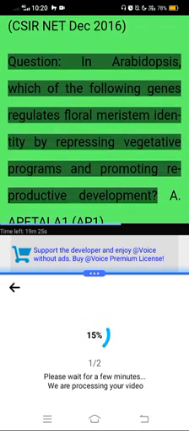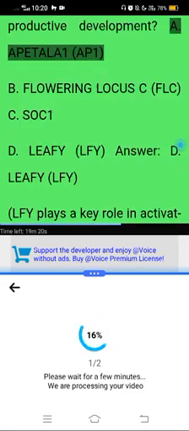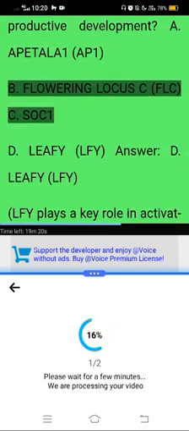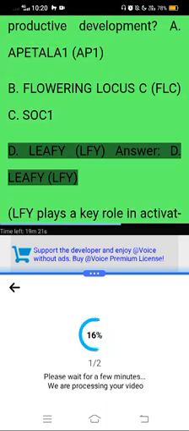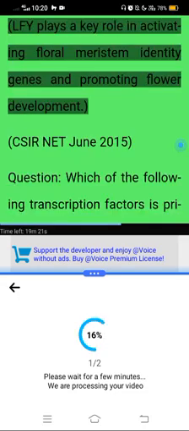CSIR NET December 2016. Question: In Arabidopsis, which of the following genes regulates floral meristem identity by repressing vegetative programs and promoting reproductive development? A, Apetala 1, AP1. B, Flowering Locus C, FLC. C, SOC1. D, Leafy, LFY. Answer: D, Leafy, LFY. LFY plays a key role in activating floral meristem identity genes and promoting flower development.